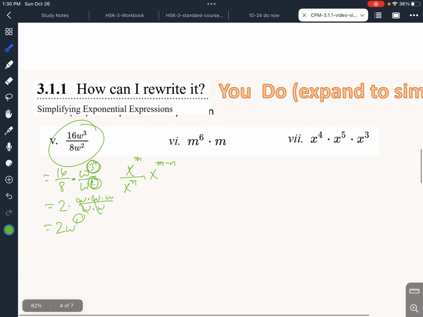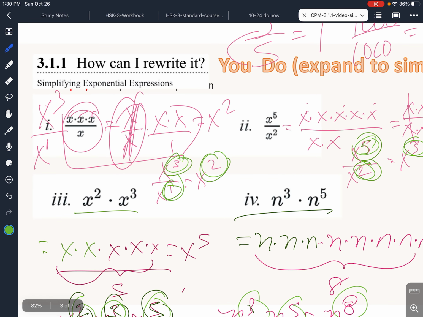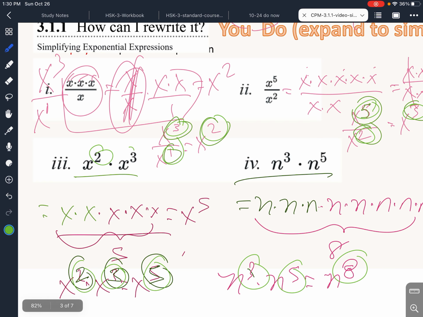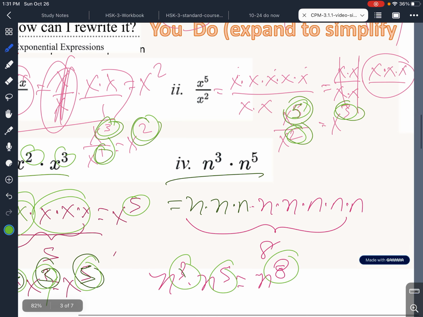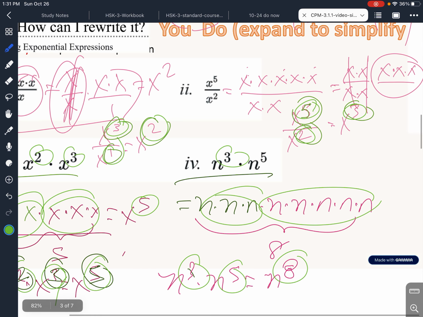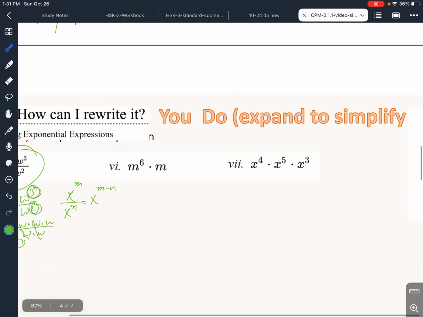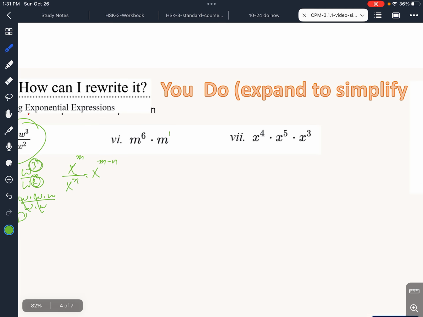What is it for multiplication? Well, if you notice here, I had 2 plus 3 gave me 5. 3 plus 5 gave me 8. So I'm multiplying, I'm adding. Remember, there's a 1 here. So I have m to the power of 6 times m to the power of 1 must be m to the power of 6 plus 1, which gives me m to the power of 7.